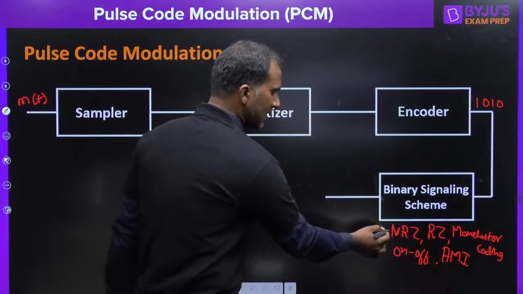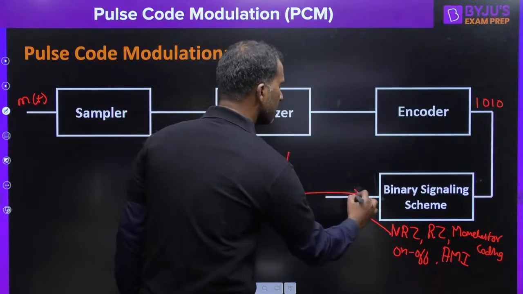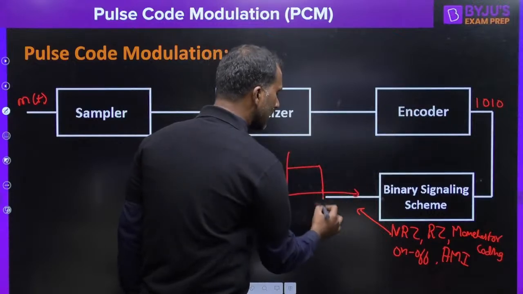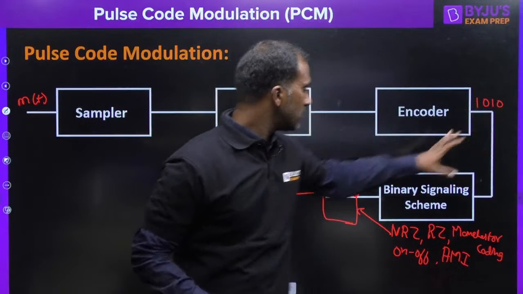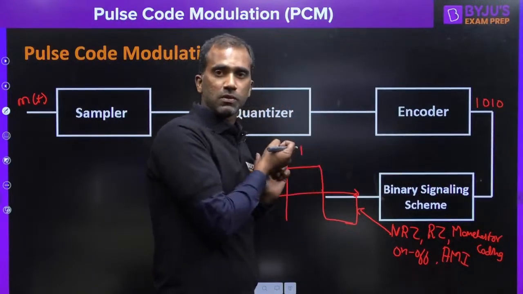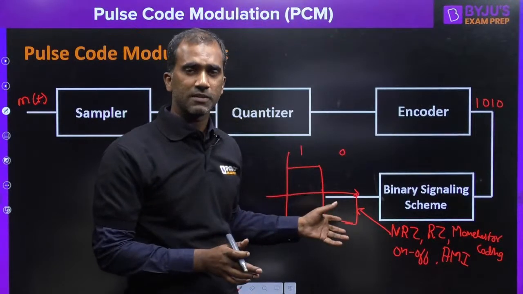So for example, let me take the non-return to zero technique. If you are using it, what does it do? It converts a 1 bit into a positive voltage and a 0 bit into a negative voltage. It converts bits into electrical pulses. So is it differentiating or not? 1 it is converting into some positive rectangle, and 0 it is converting into some negative rectangle. Is it differentiating or not?